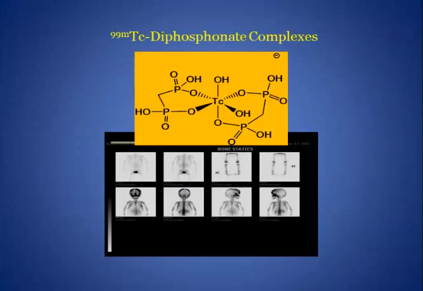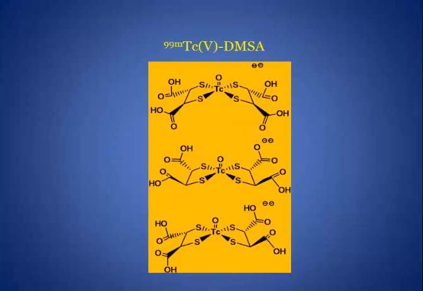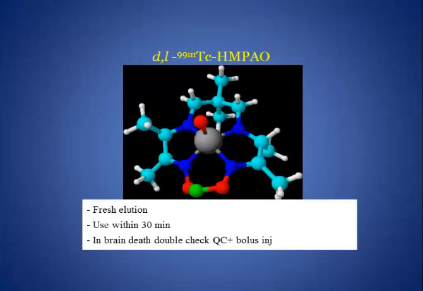This is the most used, the diphosphonate complex, MDP or HDP. This is a very convenient, very stable molecule. DMSA is also very stable. You can do a 24-hour delay with no problem. HMPAO is one of the weak compounds that can be used. So always use fresh elution and use it within 30 minutes. For example, in brain death, do the QC twice with 2 people, and a pulse injection.